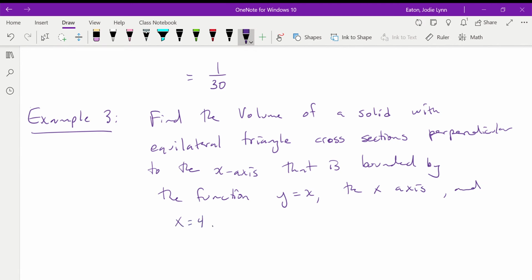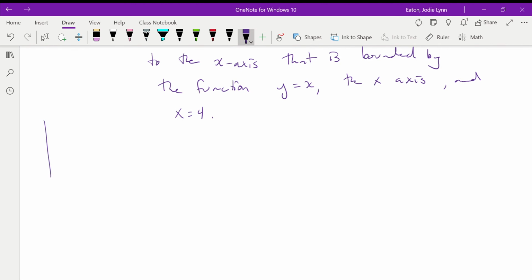Okay, so let's again sketch. I think that with these, it is pretty crucial that you sketch the situation, just like with the area problems, because you need to know sort of what you're getting yourself in for. So we are bounded by the x-axis, y equals radical x, and x equals 4. And this is 4, 2.